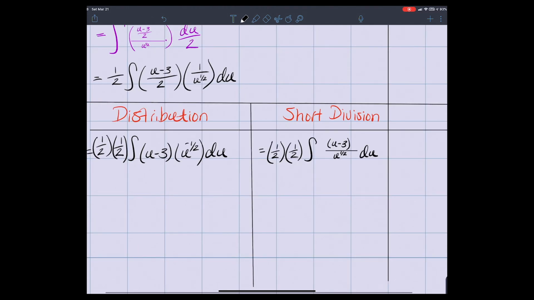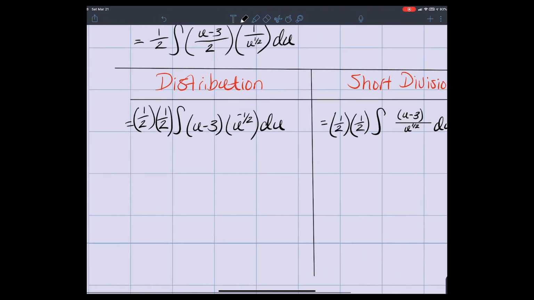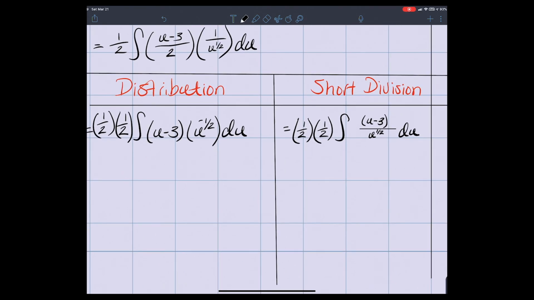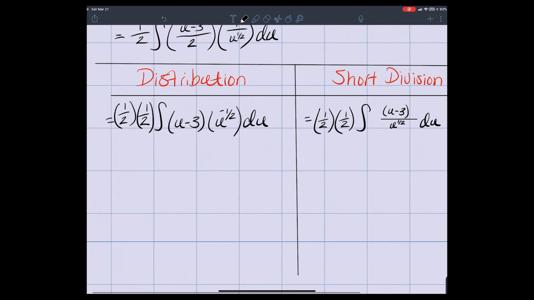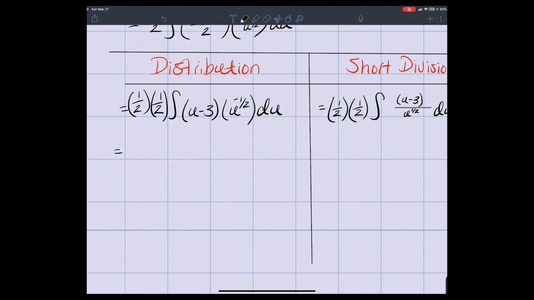And so you could combine these, or you can just leave them. Either way is fine and legal. Some people might prefer to distribute, and some people might prefer to split these right away. And I'll show you what I mean by that. 1/2, 1/2, and we're going to distribute in u.